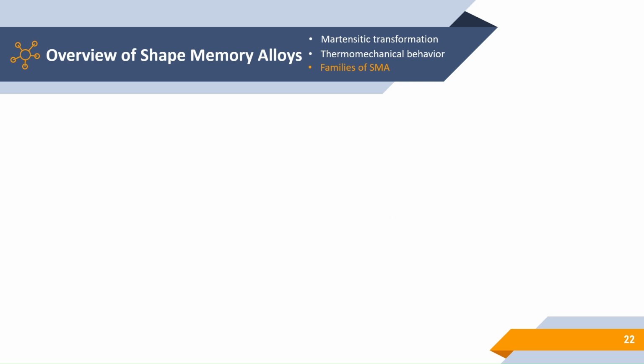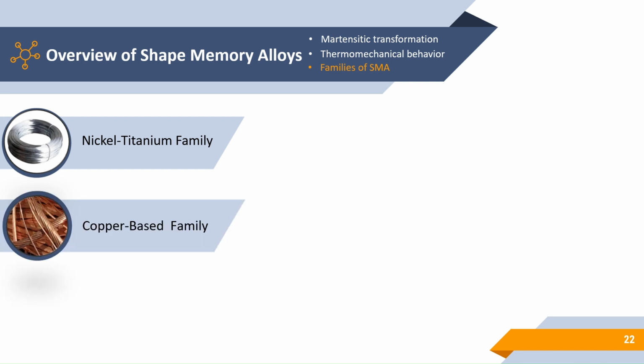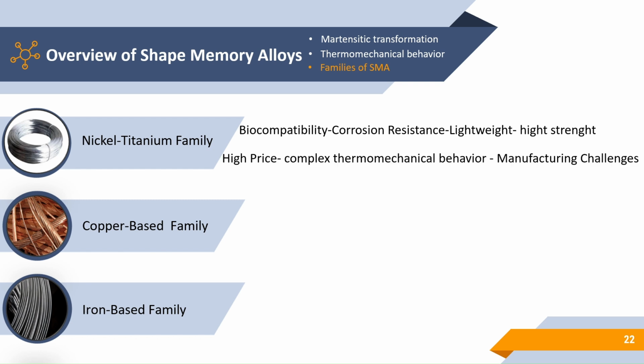Now let's move to the families of shape memory alloy. There are actually more than 20 families of shape memory alloys, but the three famous ones are the nickel-titanium family, the copper-based family, and the iron-based family. The nickel-titanium family offers many advantages such as biocompatibility, corrosion resistance, light weight, and high strength. However, it has some disadvantages, including the high price, the complex thermomechanical behavior, and the manufacturing challenges.